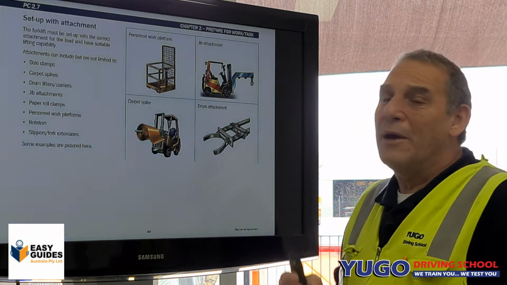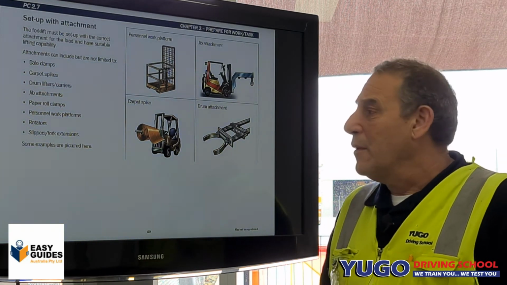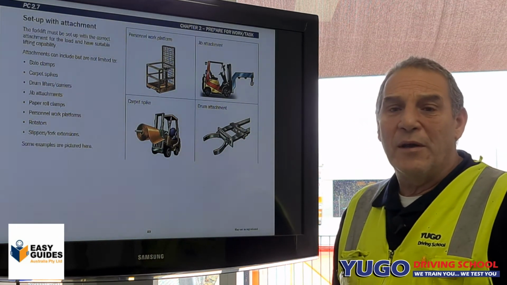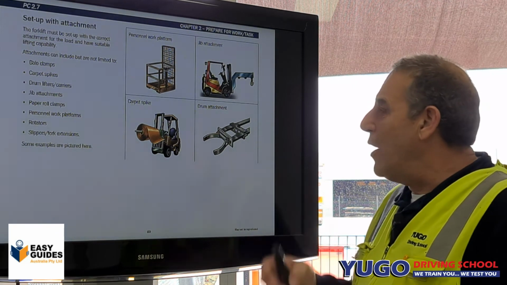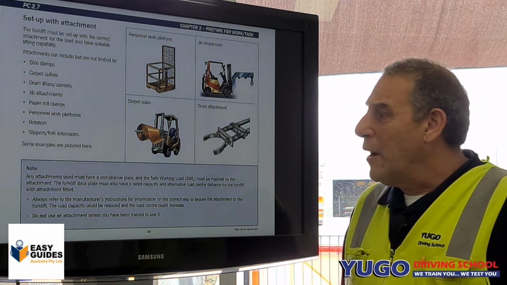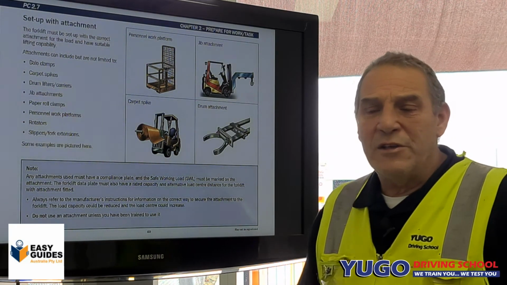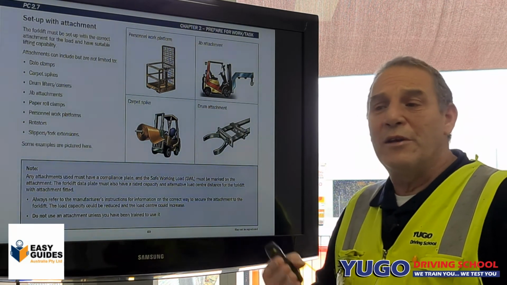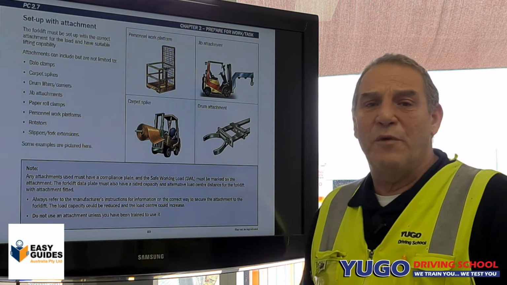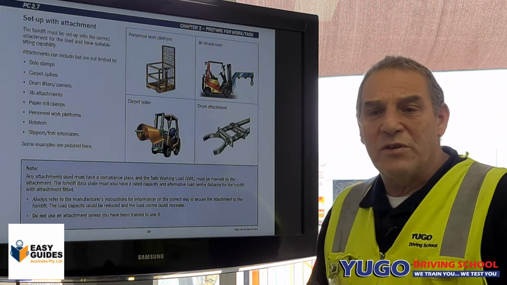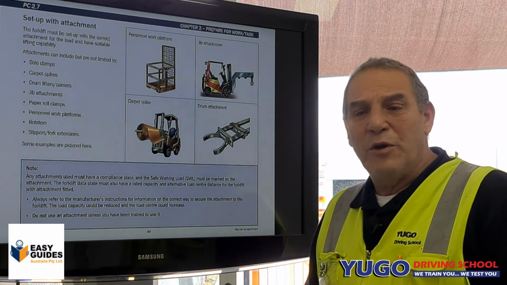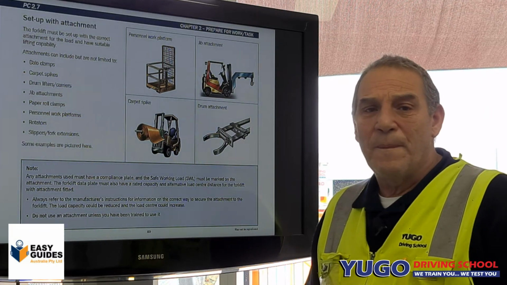We'll talk a bit more about the jib attachment later. You've got a carpet spike. You've got a drum attachment. Now, any attachment you put on your forklift needs to be engineeringly designed for that particular forklift. If it's not designed for that forklift, you cannot use that attachment.